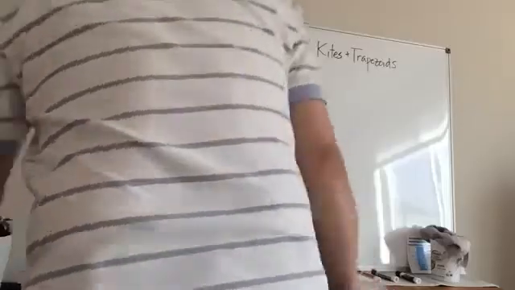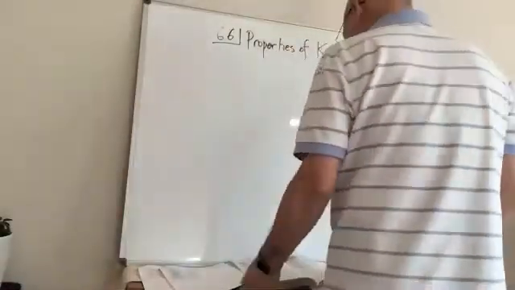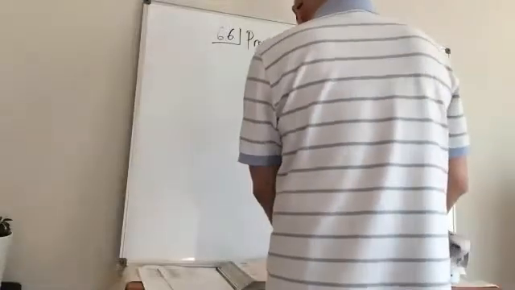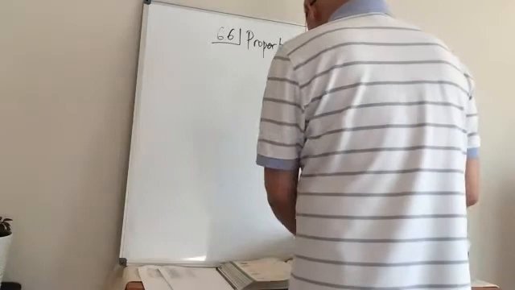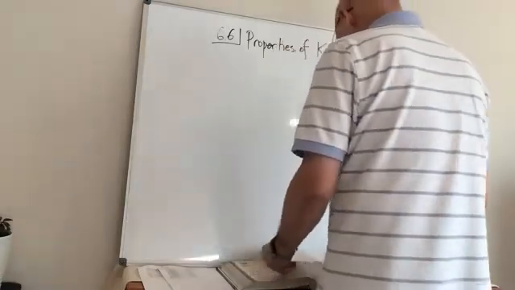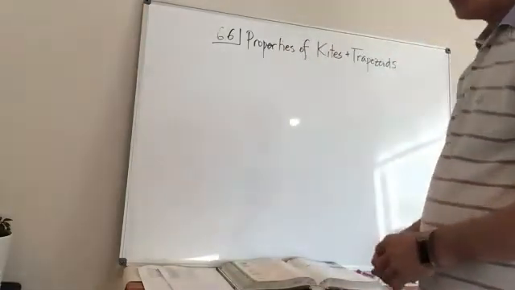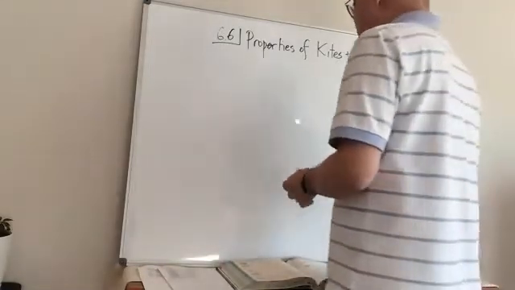All right, so let's finish this up. We're going to do 6.6, properties of kites and trapezoids. Okay, kites and trapezoids. A kite is a kind of a rhombus looking thing, right?